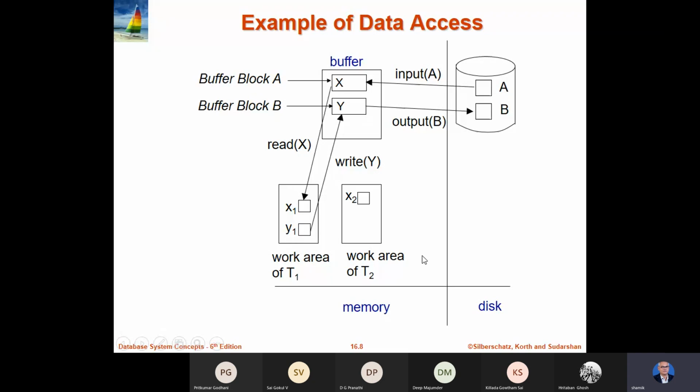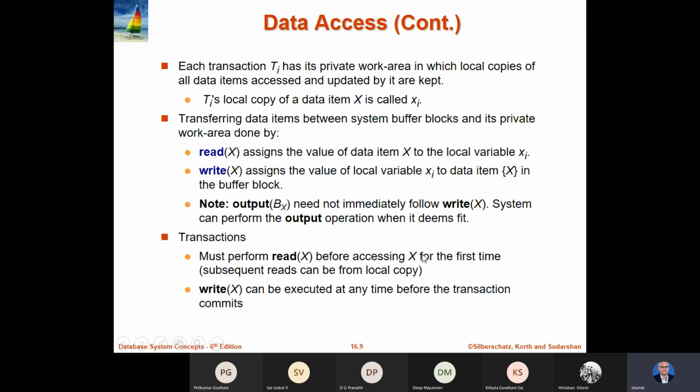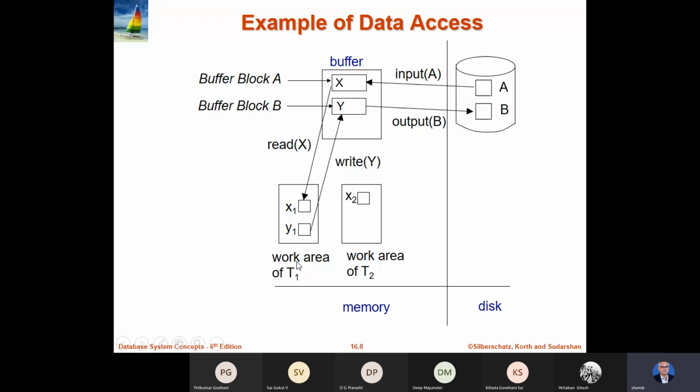Now, something that we need to understand is that when a transaction writes the value of Y1, remember, and this is very important, Y1 gets written to the corresponding buffer block, in this case buffer block B, which has Y. Once it is written to the buffer block and we get a commit of the transaction, we are good. It means that from the transaction point of view, the data has been committed. But indeed, this is very important.